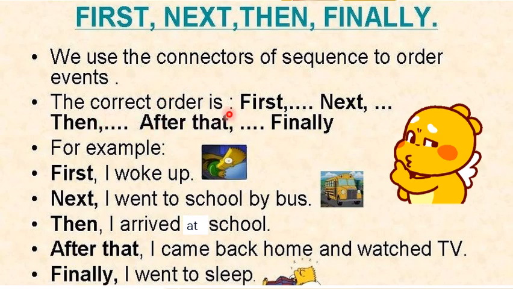The correct order is first, next, then, after that, finally. For example, first, I woke up. Next, I went to school by bus. Then I arrived at school. After that, I came back home and watched TV. Finally, I went to sleep. Okay, so these are some of the connectors that we can use for our essay writing.